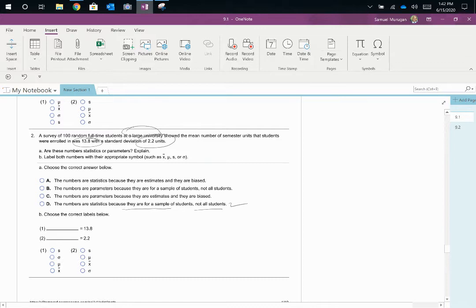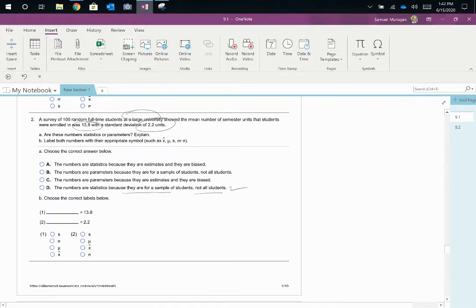And remember, for statistics, for the mean we use X bar. So this is our X bar here. And for the standard error, which they refer to as standard deviation, we use the regular letter S.